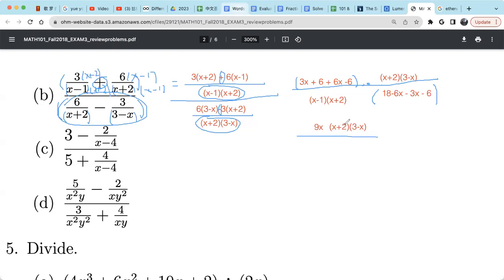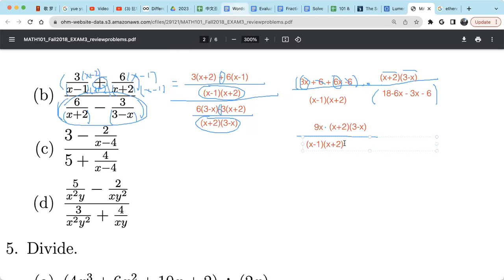So that's my new numerator, right? I have 3x plus 6x, I get 9x. Then positive 6 minus 6 becomes 0. So 9x is a factor in the numerator. Then I have those two factors, x plus 2, 3 minus x. Let's see the denominator. In the denominator, I have two factors already: x minus 1 and x plus 2. Then let's see what simplifies the other one.